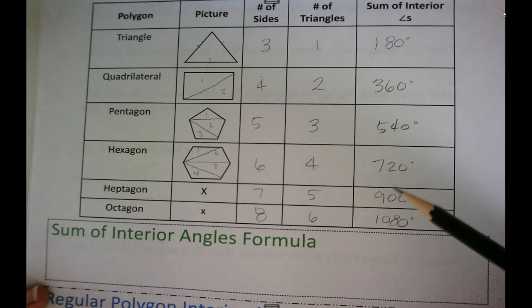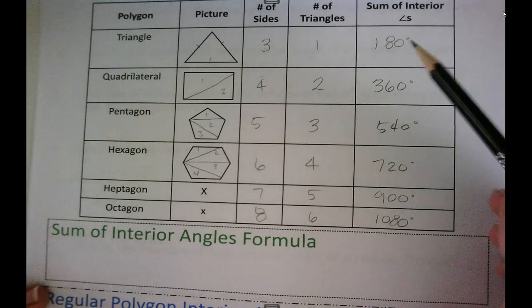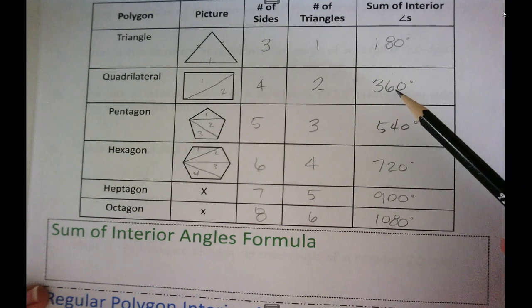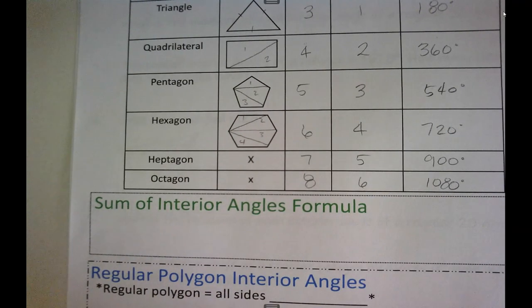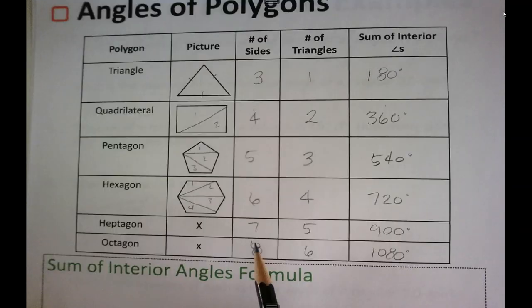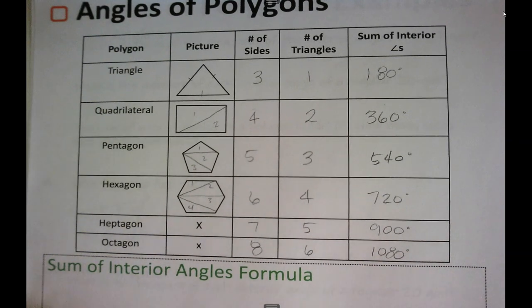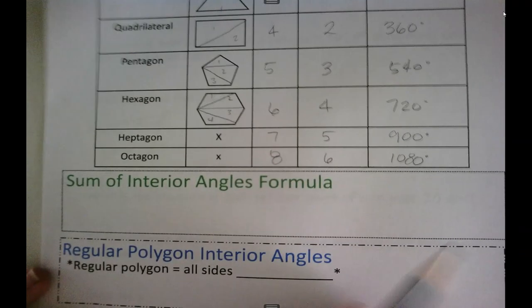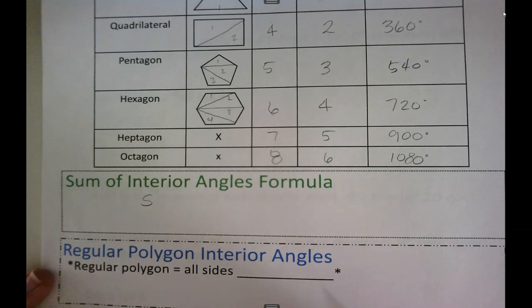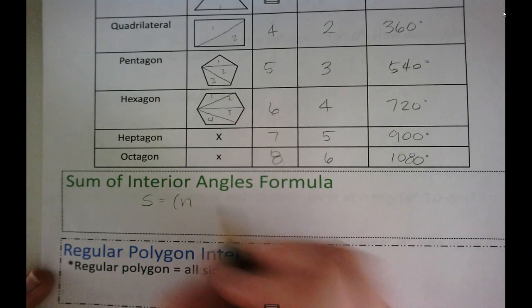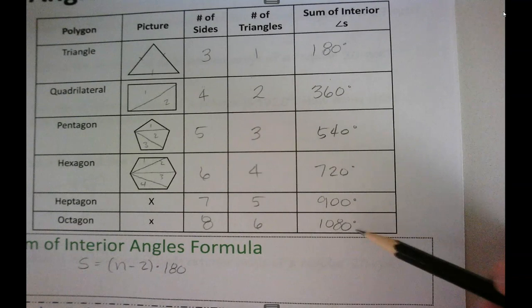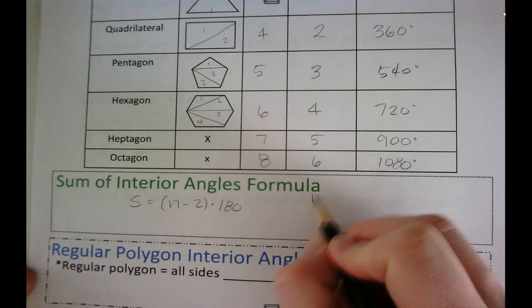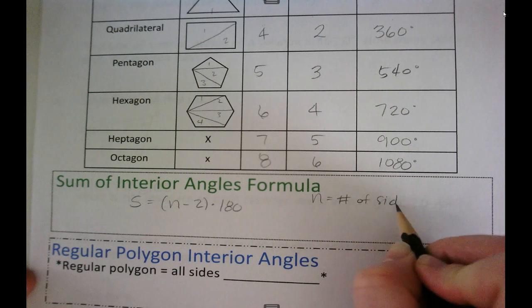Do we see a pattern here with what's happening? 180 increases by 180 to get 360, another, and another, and another. So this is our pattern. The number of triangles we can make is the number of sides minus 2, and then we're increasing by 180. So we can write our formula: the sum of interior angles equals the number of sides minus 2, times 180. That's how much it increases each time we add a triangle. So n equals the number of sides.